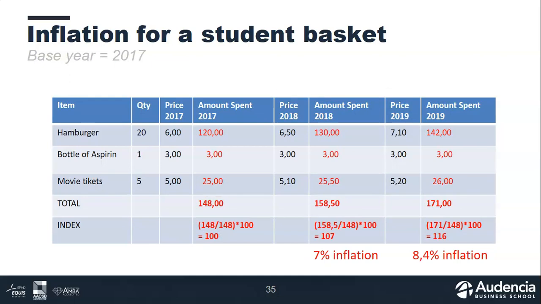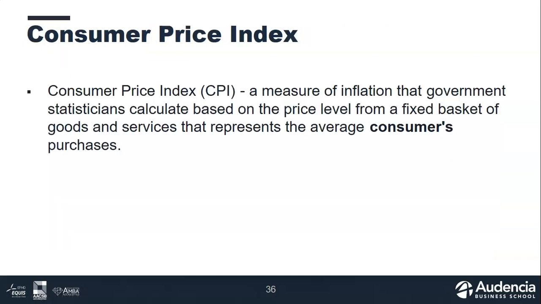So we've taken inflation, we've calculated it for a basket of goods and services. We've created an index, a consumer price index, using these three simple values, and we've also weighted them by the quantity, obviously. The consumer price index is thus a measure of inflation that we use as economists to measure inflation, and it represents the average consumer's purchases. In France, we refer to it as the IPC, Indice de Prix de la Consommation.